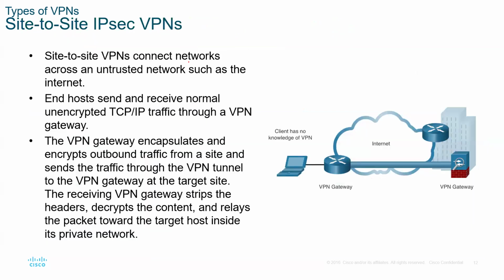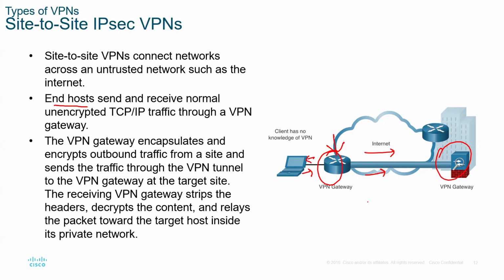Site-to-site IPsec VPNs, I think we've gone through this. Gateways on each end, with configurations on these gateways. End hosts send and receive normal unencrypted TCP/IP traffic through the VPN gateway. End hosts have no knowledge of what is happening. So traffic up to the gateway is not encrypted, and traffic after the gateway is not encrypted. The moment it reaches the gateway, that is where encryption starts, and then all the traffic in between is private traffic, if I can say.